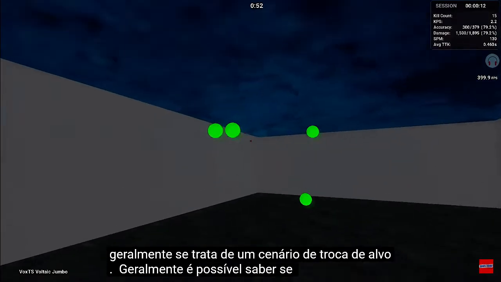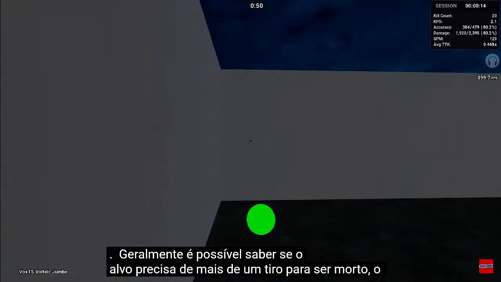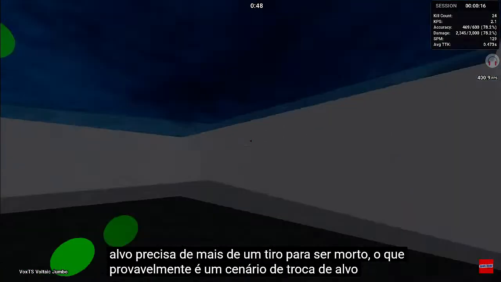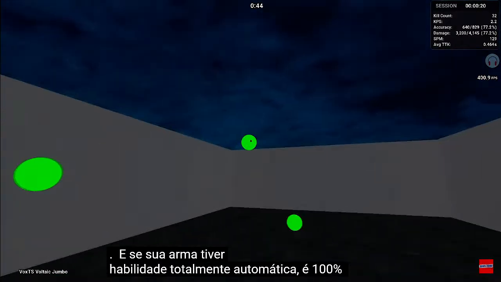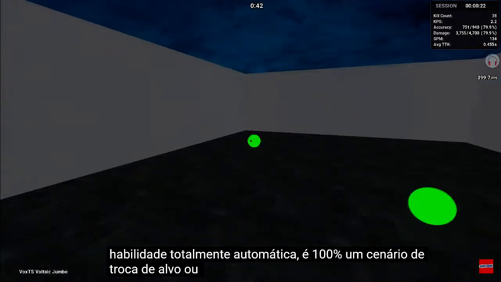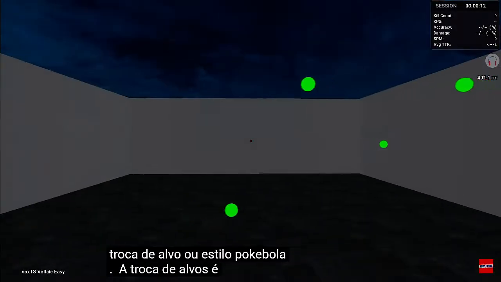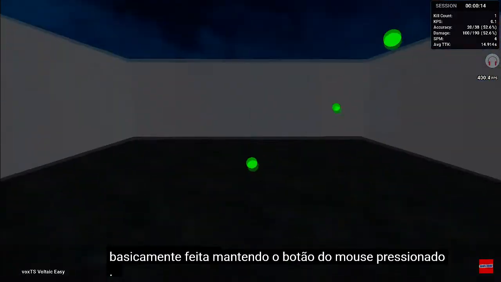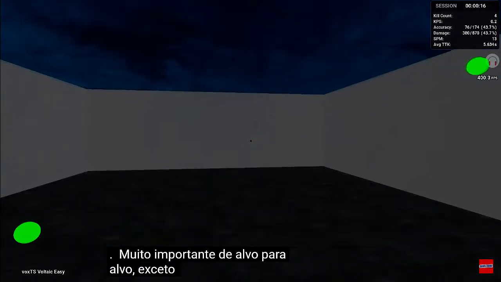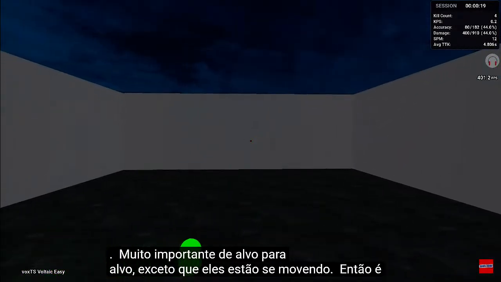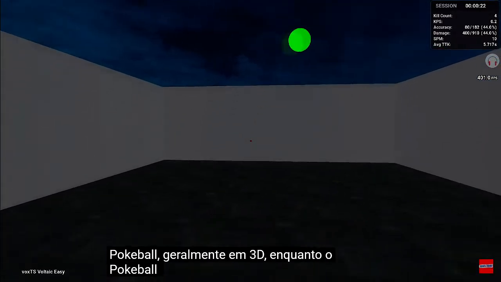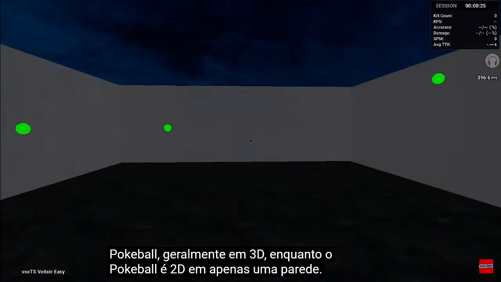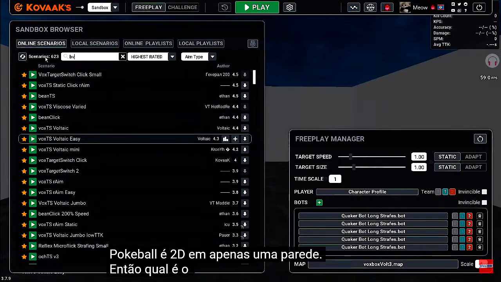You can usually tell if the target takes more than one shot to kill, it's more than likely a target switching scenario. And if your gun has a full auto ability, it's 100% a target switching or a pokeball style of scenario. Target switching is essentially also you hold down mouse 1, really important, from target to target, except they're moving. So it's sort of like a moving version of pokeball, and it's usually 3D, while pokeball is 2D on just a singular wall.